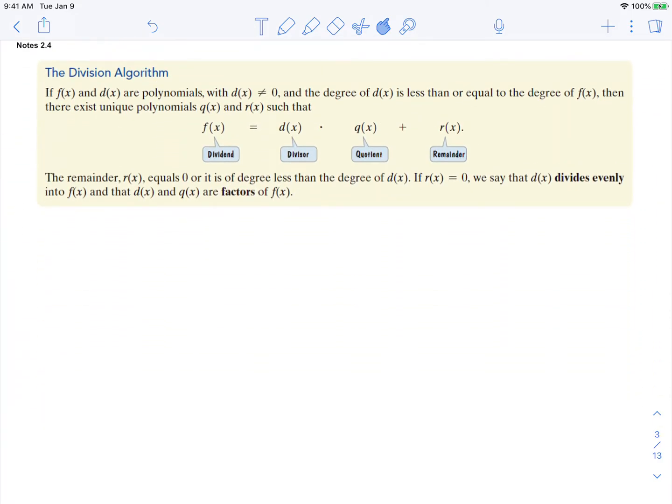In this yellow box is the division algorithm. So you have your divisor, your quotient, and then your remainder. You can go ahead and pause and read that yellow box.